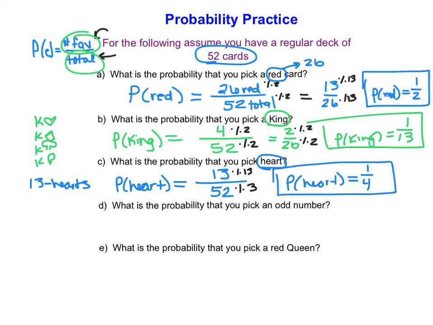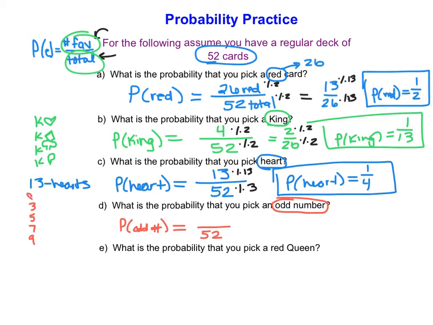All right, the next one says, what is the probability that you pick an odd number? So this one's actually a little bit trickier. So I know my total is 52. And then I have to think through odd numbers. What odd numbers are there? Well, the ace technically isn't an odd number because it has an A on it. So odd numbers would consist of 3, 5, 7, and 9. Those are my cards that might, by chance, have an odd number on them.